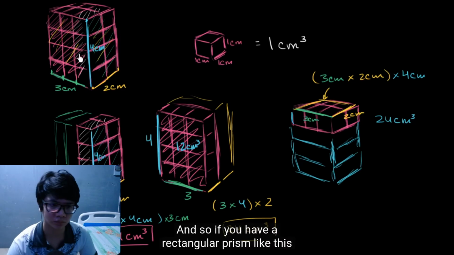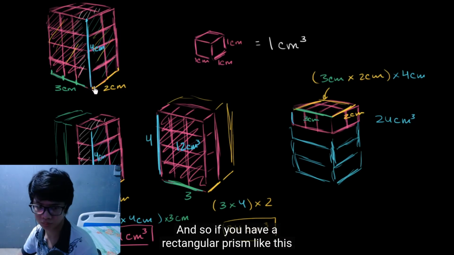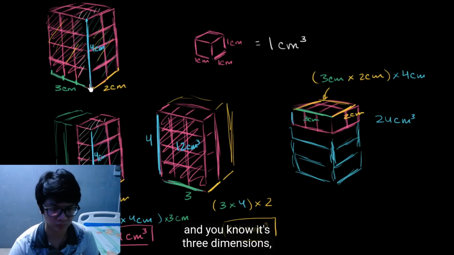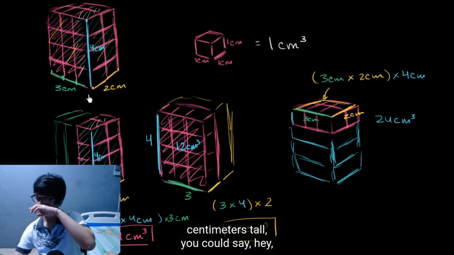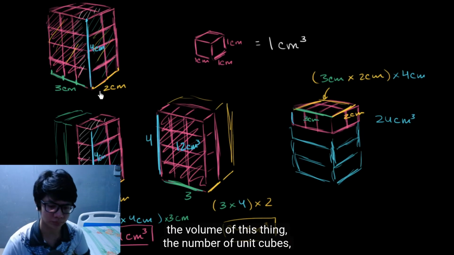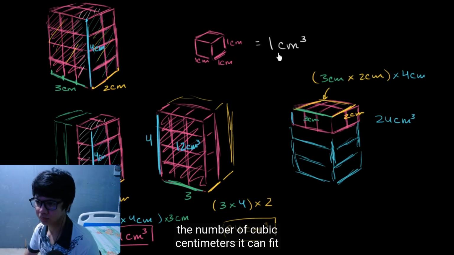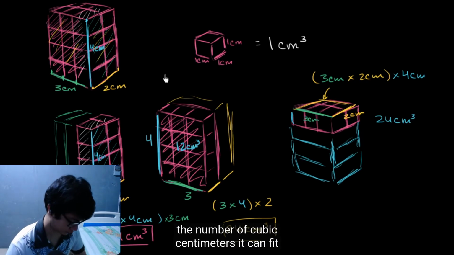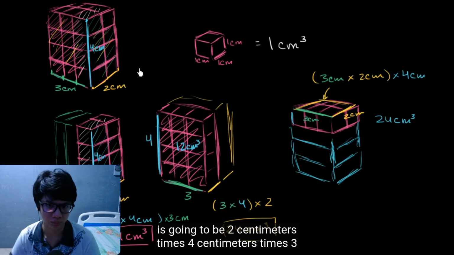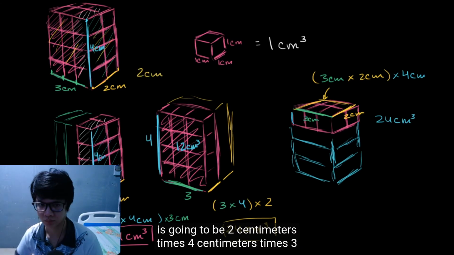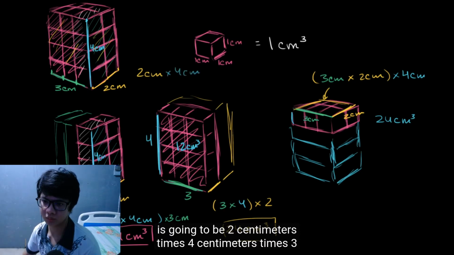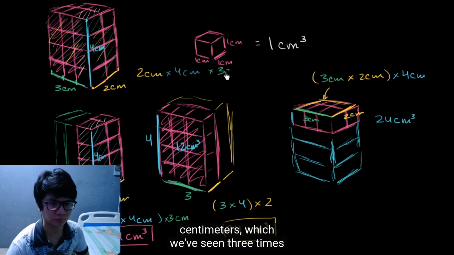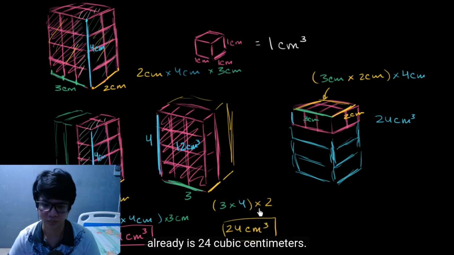And so if you have a rectangular prism like this, and you know its 3 dimensions, you know it's 2 centimeters wide, 3 centimeters deep, and 4 centimeters tall, you can say, hey, the volume of this thing, the number of unit cubes, the number of cubic centimeters it can fit, is going to be 2 centimeters times 4 centimeters times 3 centimeters, which we've seen 3 times already is 24 cubic centimeters.